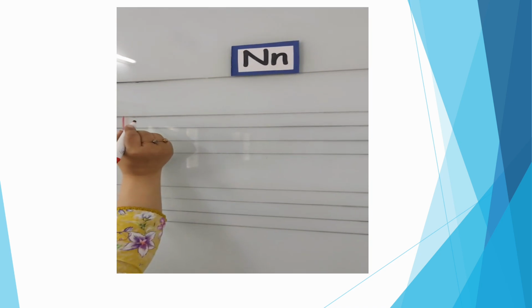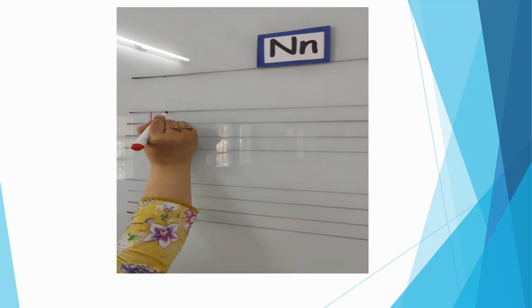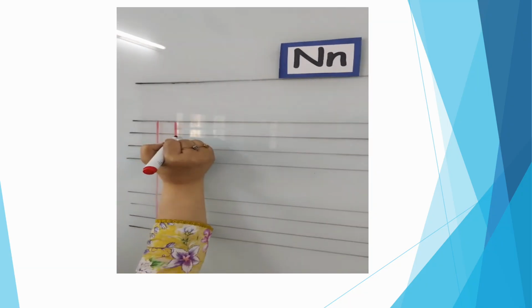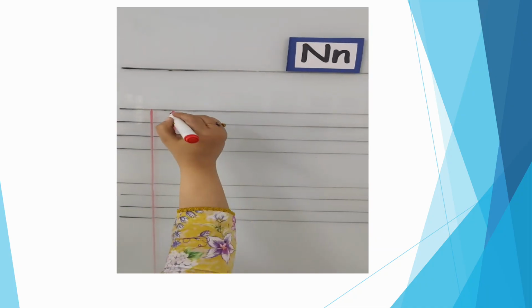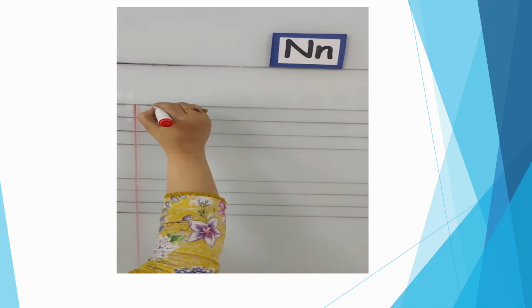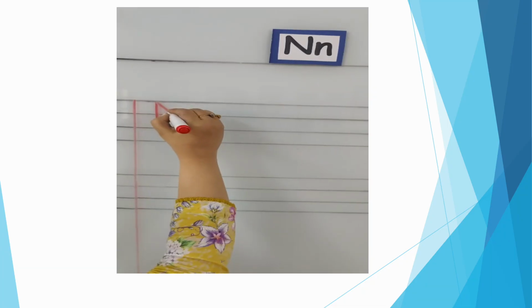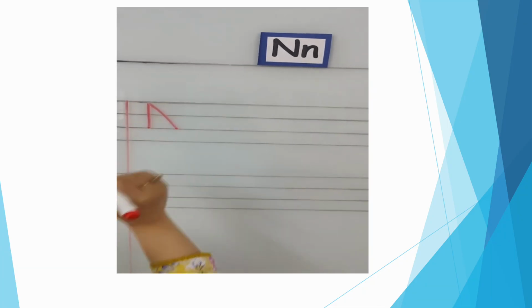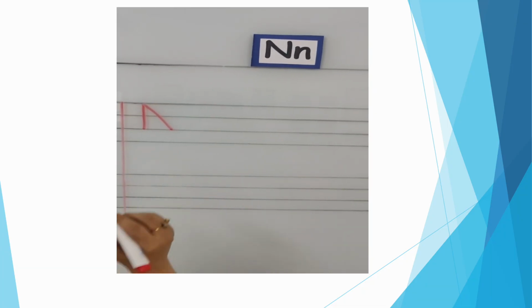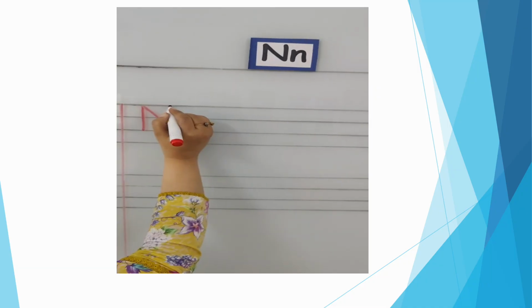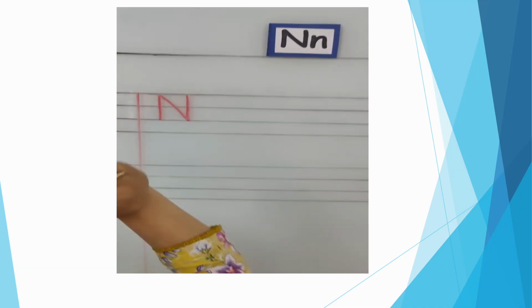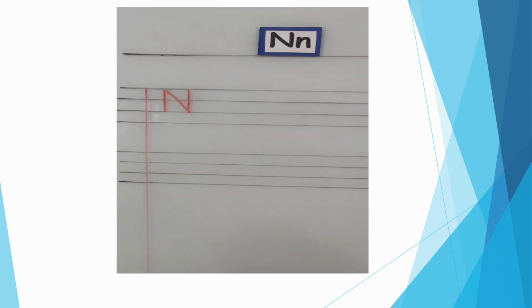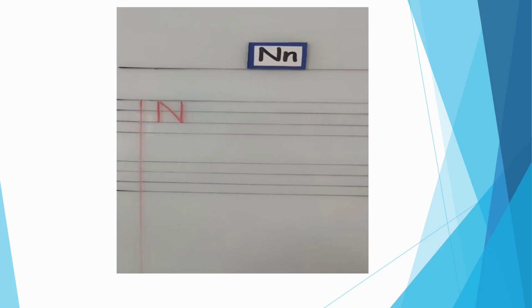Firstly, you have to draw a straight line starting from the first line to the third line, just like this. Then make a slanting line starting from the first line to the third line, just like this. And then we have to make another straight line starting from here, and it ends and joins the slanting line. That is how we write capital N.